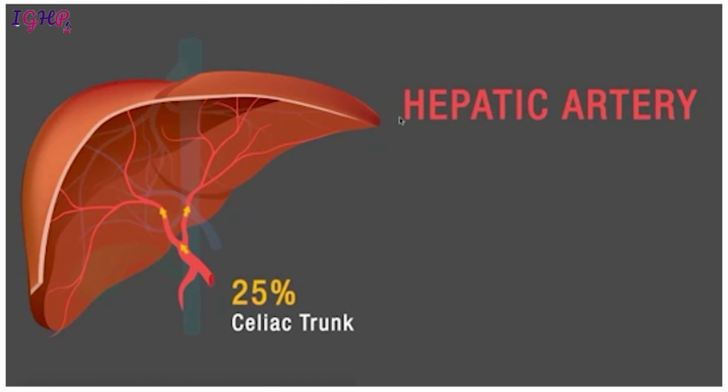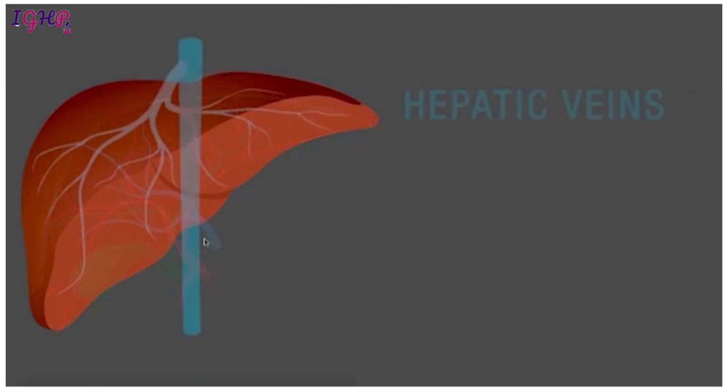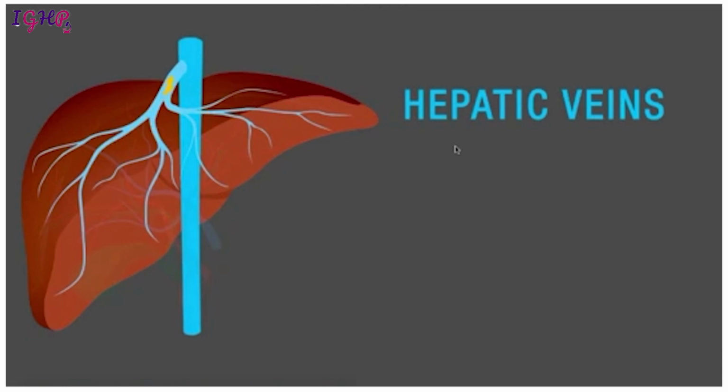The second vessel which supplies the liver is the hepatic artery, which supplies around 25% of the blood to the liver. It is derived from the celiac trunk and it is supplying predominantly oxygenated blood to the liver. So that is how the blood supply of the liver is. So inflow is through the hepatic artery which supplies 25% and the portal vein which supplies 75%.